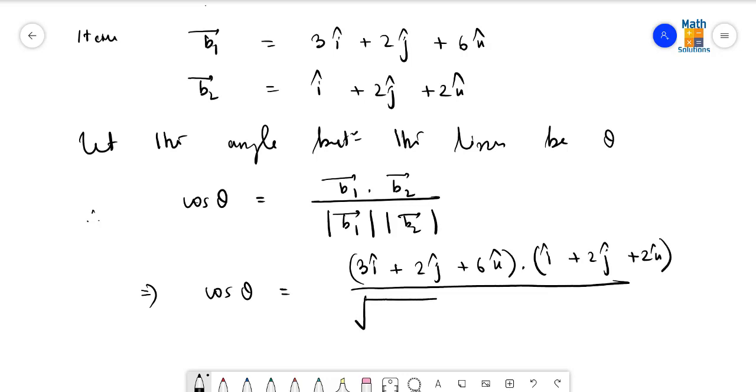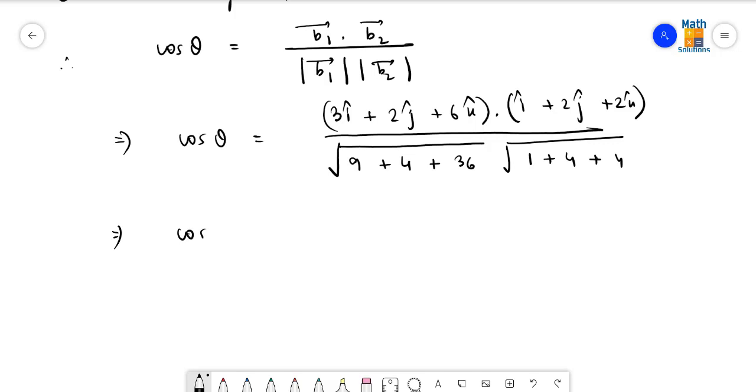Then while finding the modulus, meaning magnitude, it will be root of 9 plus 2 square, which is 4, for the first vector, then plus 36. Then for the second vector it will be 1 plus 4 plus 4.